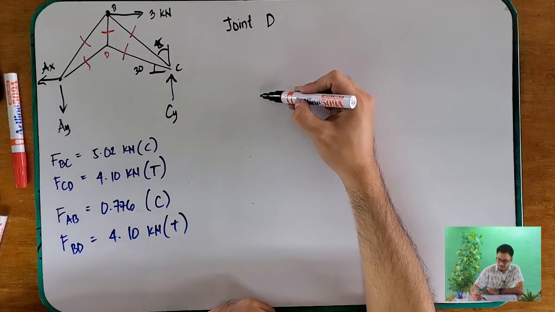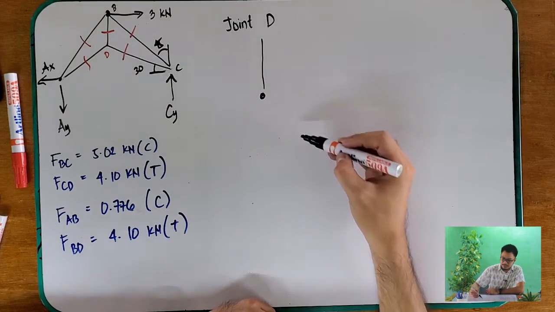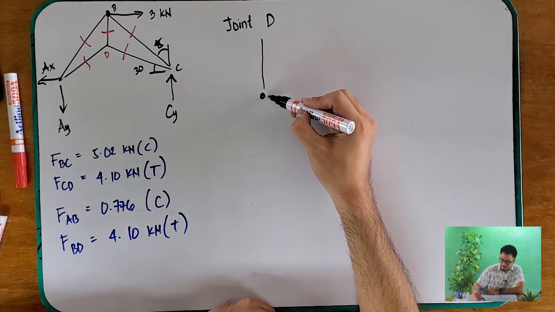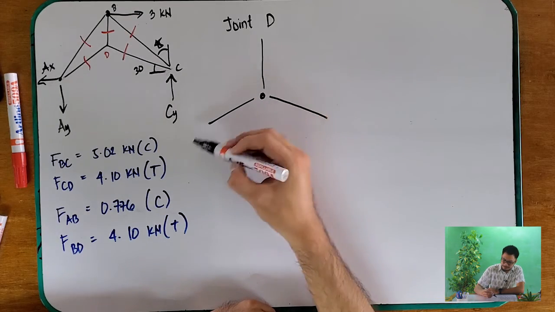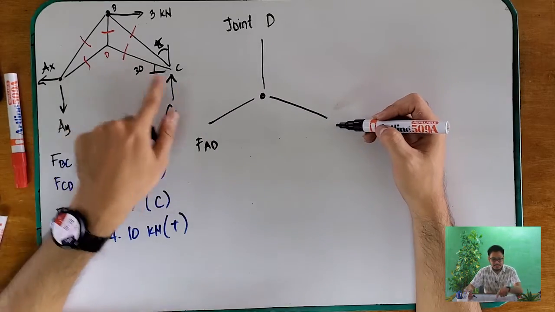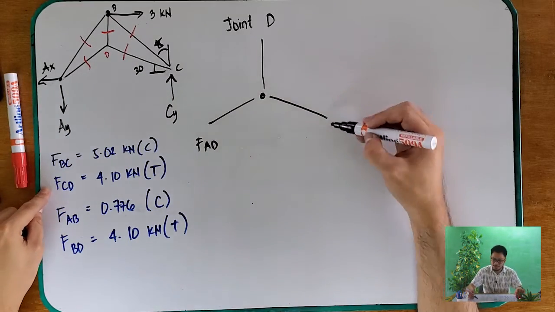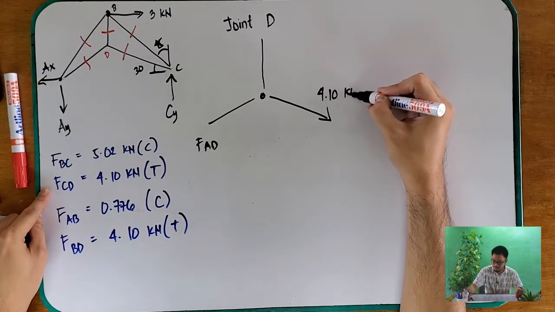Okay, so this is your joint D. This is your force BD. This is your force CD. And this is your force ED. FAD, we learned that your CD is tension, and this is 4.10 kilonewtons.